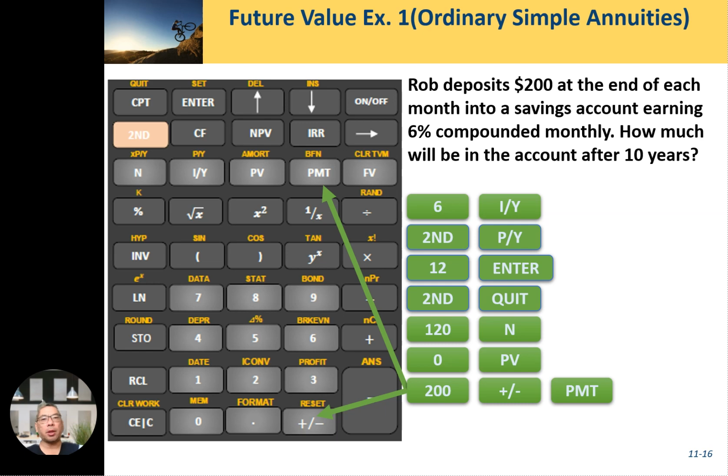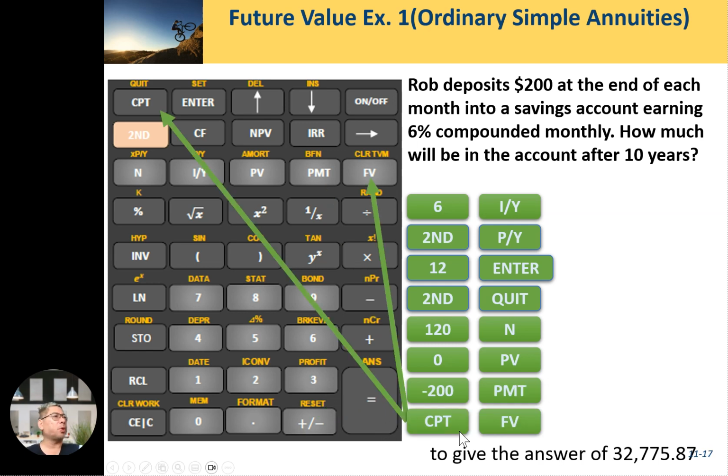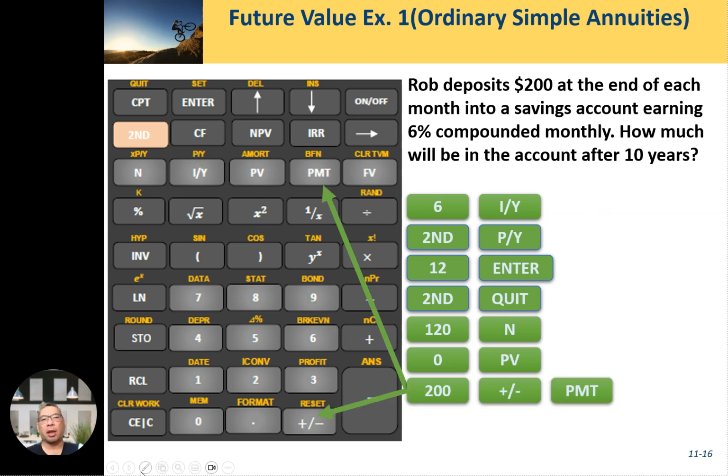Once you do that, you continue, compute future value. You got the answer: 32,775.87. So you can calculate it mathematically by manual calculation, or by calculator. It's very important, guys, to understand that you need a calculator for this kind of work. Or you can use a table as well, but for the table you have to look it up in Google.